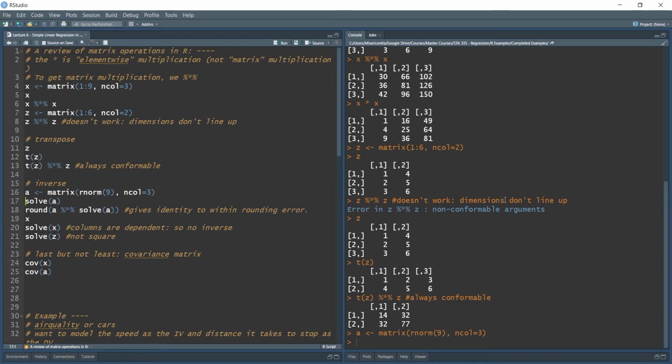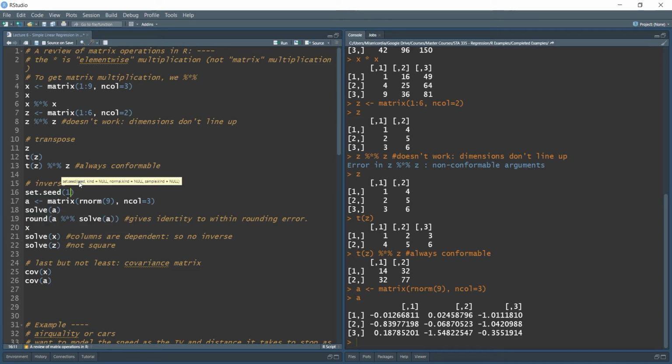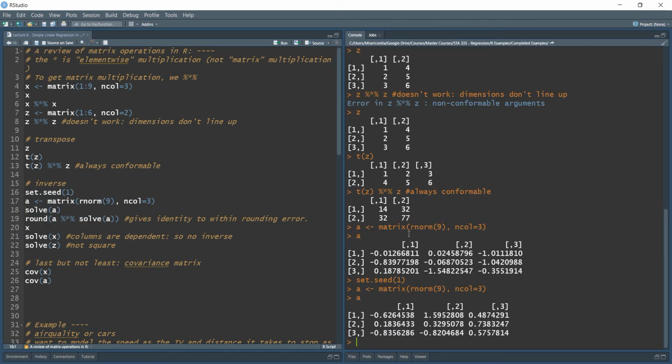Now, to find the inverse of a matrix, I'm just going to calculate 9 random normal numbers. Yours are going to be different. That's okay. Actually, I suppose we can do set seed here to make sure that all of ours are the same. Set seed 1. So now, if you run this, ours should be the same. This negative 0.62.